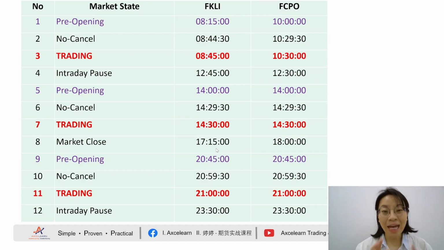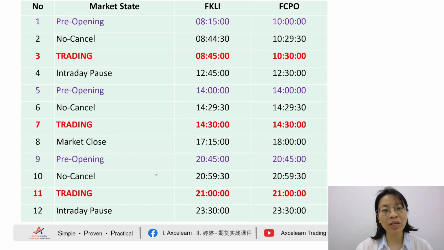Then subsequently again, look at the red color, the market is going to open at 9 o'clock. The only difference during this particular night trading is the pre-opening stage, which starts at 8:45. They are only allocating 15 minutes for the pre-opening stage. During these 15 minutes, you can start to submit your orders, but again, none of your orders will be traded, none of the orders will be filled, and none of your orders will be matched.